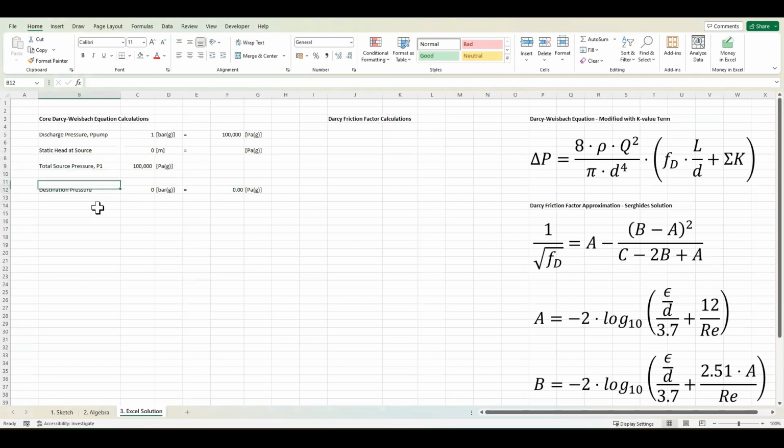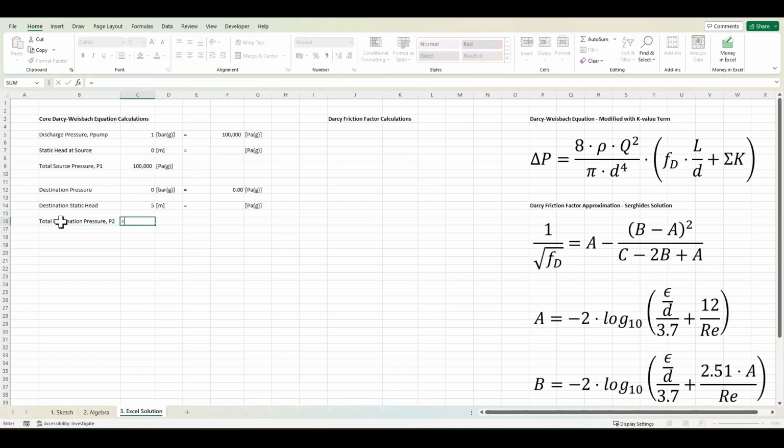Static heads. So destination static head. I'm going to say that's equal to, what was it, 5 meters on the sketch? Yep, 5 meters. Again, we are going to convert that into pascal gauge at some point. We'll call this total destination pressure, P2. And again, that's going to be the sum of the static head plus the destination pressure, and again, it's going to be in units of pascal.